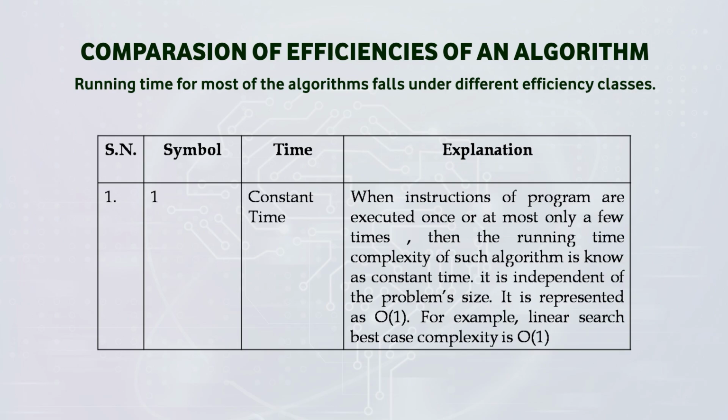When the instructions of a program are executed once or at most only a few times, that is 1 time, 2 times or 3 times, that is constant time, then the running time complexity of such a program is known as constant time. Like if we have written an instruction x equal to y plus z or x equal to y minus z, or we initialize i equal to 2, this type of instruction will take constant time. So, it is independent of the problem size. So, it is referred to as big O of 1.